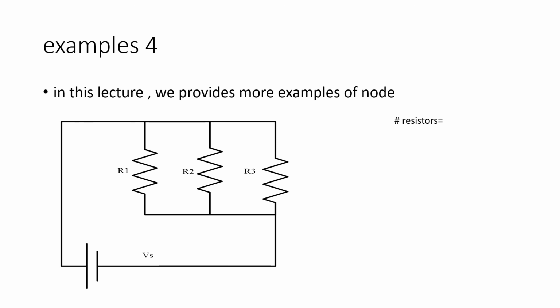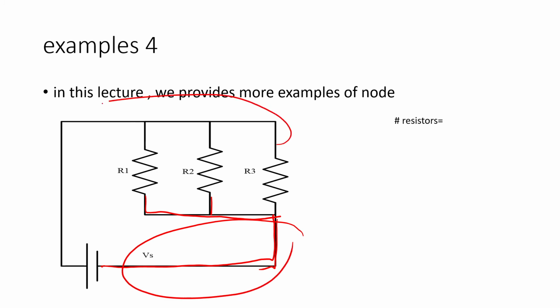This is our last example. Also looks similar. One terminal of the battery is connected to three resistors. So this is one node and this is another node. See you in the next lecture.